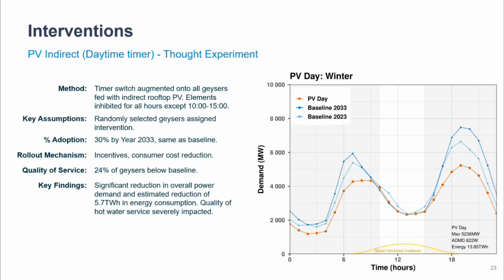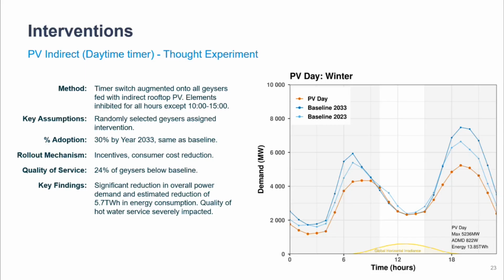We've said between midnight to 10 o'clock in the morning, this geyser or a certain selection of the population is not allowed to draw any energy from the grid, and then again in the evening. So it's a timer switch. We only did 30% just to see what would happen. One could think of different ways of doing this.